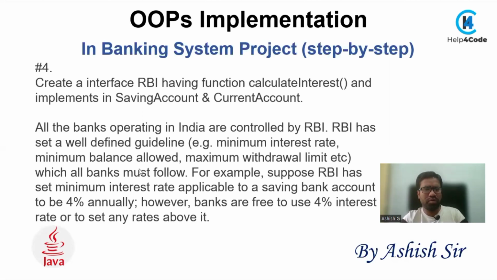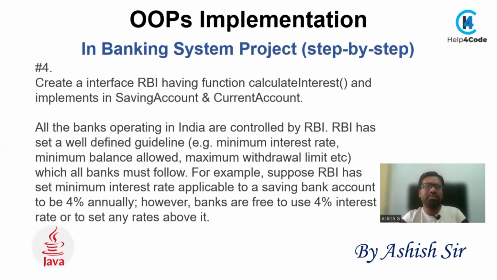Now the next problem statement: all the banks operating in India are controlled by the RBI. RBI has some well-defined guidelines, like a minimum interest rate, maximum balance allowed, and minimum withdrawal limit, that we have to implement in our project. For example, suppose RBI has a minimum interest rate applicable to a saving account, like 4%. The minimum rate of interest should be 4% on saving accounts and 2% on current accounts. You can charge more as well, and give a higher rate of interest on whatever amount is deposited.